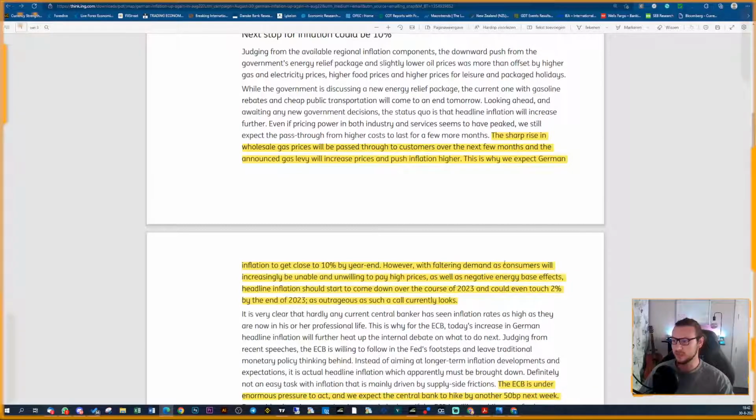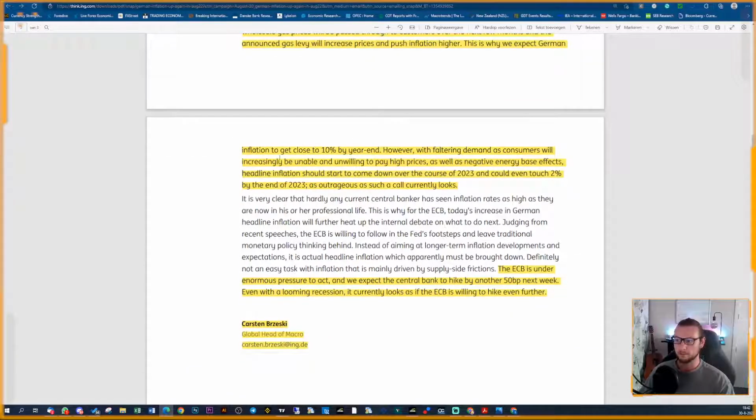However, with faltering demand, as consumers will increasingly be unable and unwilling to pay high prices, as well as negative energy base effects, headline inflation should start to come down over the course of 2023 and could even touch 2% by the end of 2023, as outrageous as such a call currently looks. If we get to 2%, then there will be definitely a very, very deep recession in the Eurozone, right? The market, the ECB, is thinking about increasing another 50 or 75 basis points.